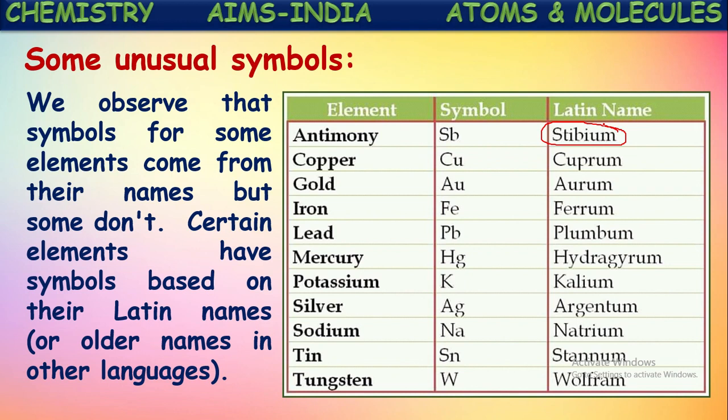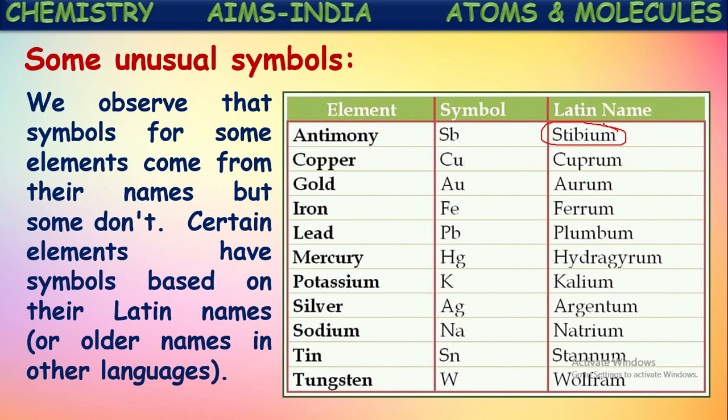In the same way, observe some other elements here. Copper. The Latin name of copper is cuprum. From this cuprum, its symbol is derived as Cu. And for gold, the Latin name is aurum, so its symbol is derived as Au. For iron, the Latin name is ferrum, so its symbol is Fe. Lead, plumbum, Pb. As for mercury, its Latin name is hydrargyrum, so its symbol is Hg.